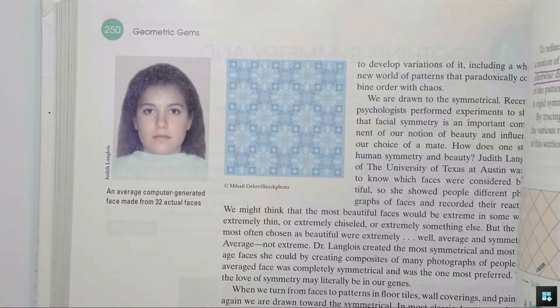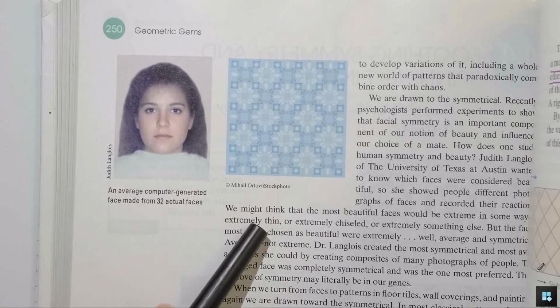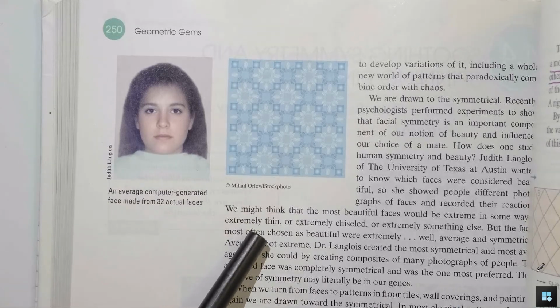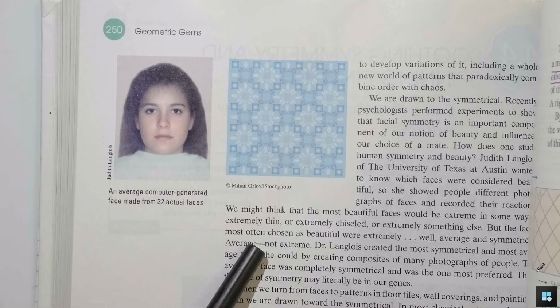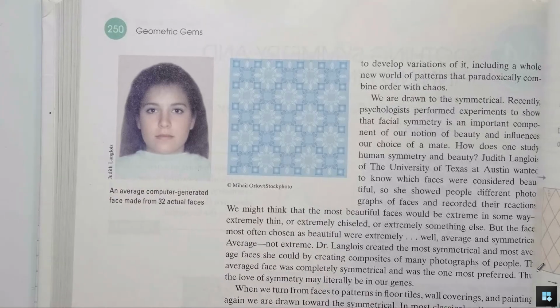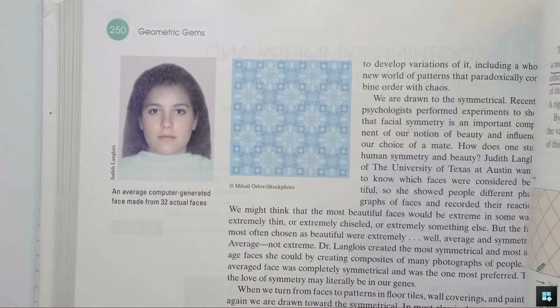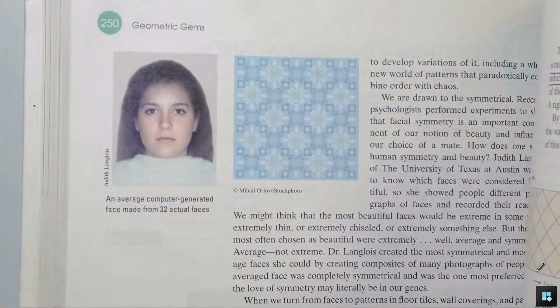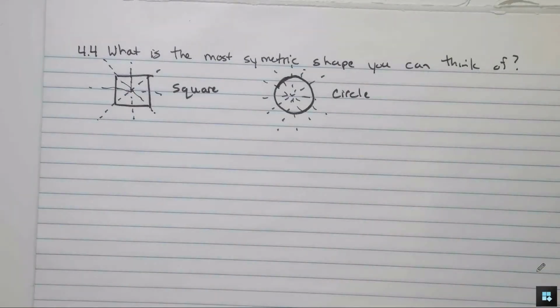So your author says a little bit, we might think the most beautiful faces would be extreme in some way, thin or chiseled, but the faces most often chosen as beautiful are extremely, well, average and symmetrical. So we're attracted to symmetry, and here you see symmetry in tiling the plane. So that's actually what we're going to look at, symmetry in tiling the plane.